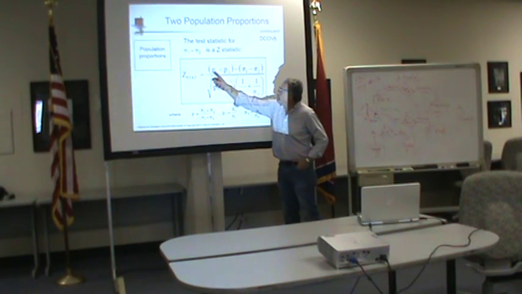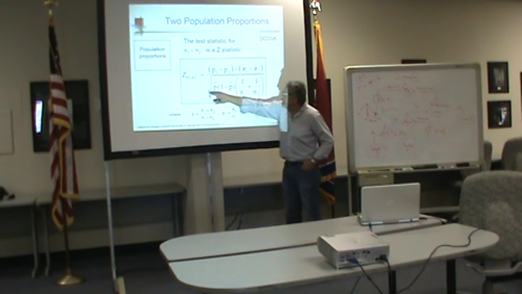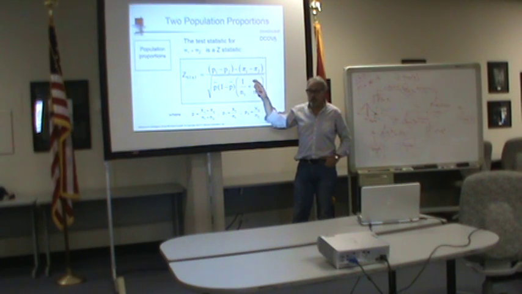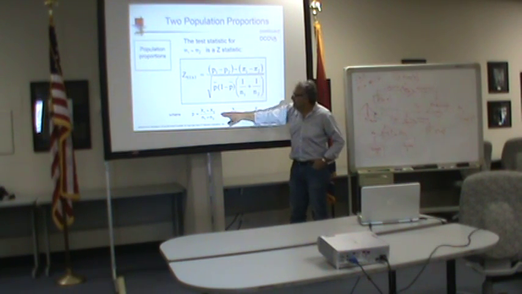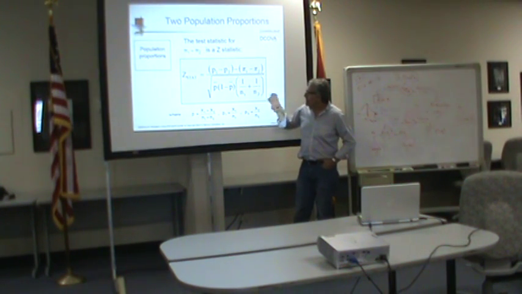Remember, proportion 1, proportion 2, we're assuming these two are equal, that's a 0. Here's your standard error, the equivalent of your standard deviation for the population. And then it's calculating what each of these little guys are. Those are the individual proportions.